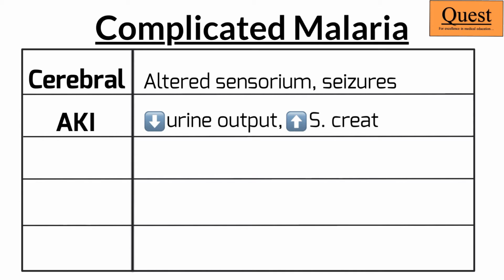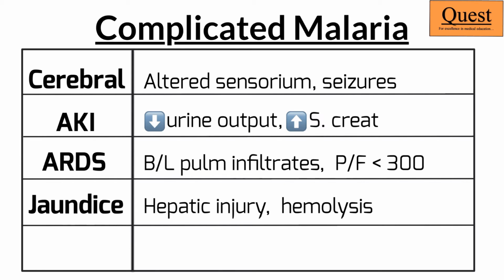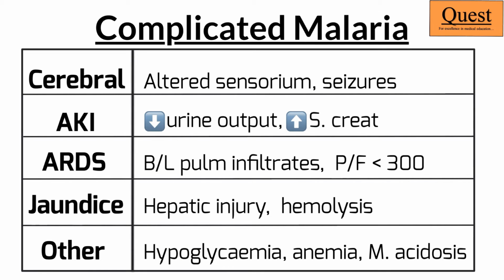Another dreaded complication which we see very commonly in our urban scenarios is patients coming with acute respiratory distress syndrome. This is commoner with vivax malaria than with falciparum malaria. Jaundice can be another important complication, and this could be because of either direct liver injury or because of the hemolysis that we have mentioned. Apart from these major complications, patients can also present with hypoglycemia very commonly in malaria. Patients can have hemolytic anemias which could be very severe, and patients can present with metabolic acidosis.